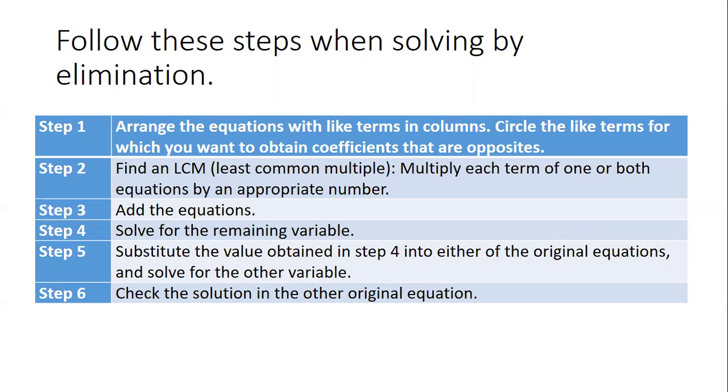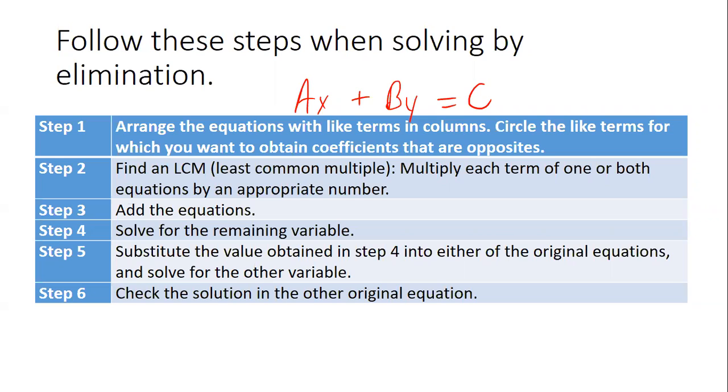So step 1 tells us to arrange the equations with like terms in columns, okay? By arranging the equations, we want to make sure that we are in standard form. So that's your AX plus BY equals C, okay? So we arrange, make sure we're where we need to be. Then we're going to find a least common multiple, okay? Least common multiple is the smallest number you can multiply by in order to eliminate one of the others, okay? Then you're going to add the equations together.